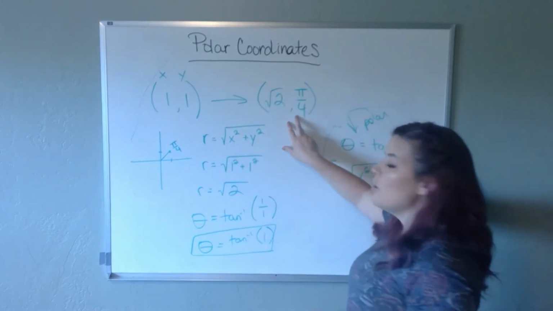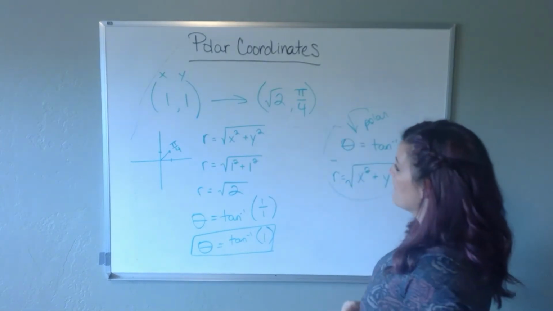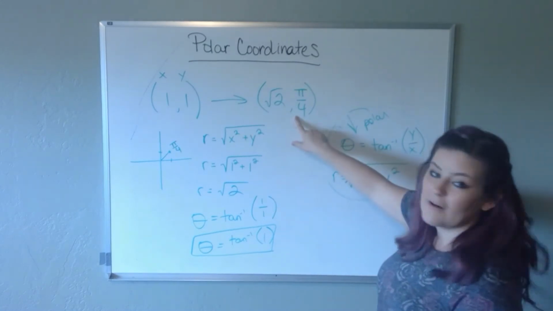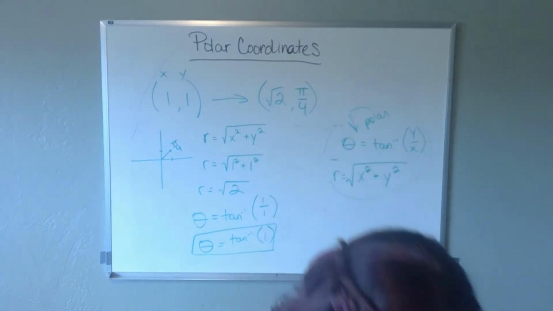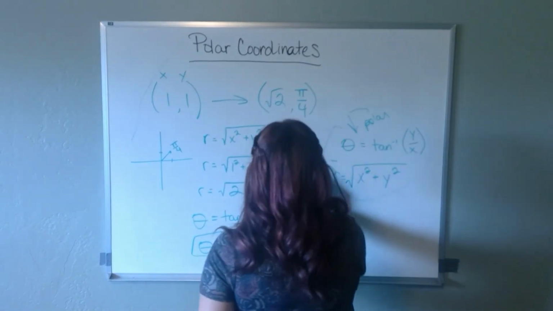So these would be the polar coordinates of this point in the polar plane. So you find r, you find theta, now I have polar coordinates. Let's do another one.